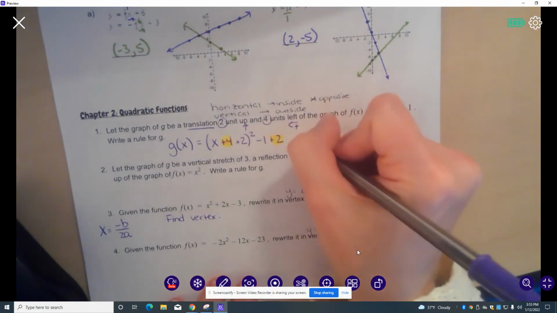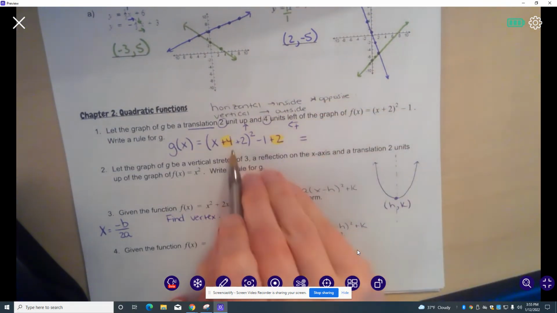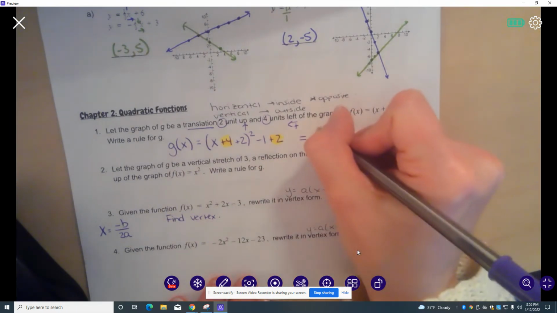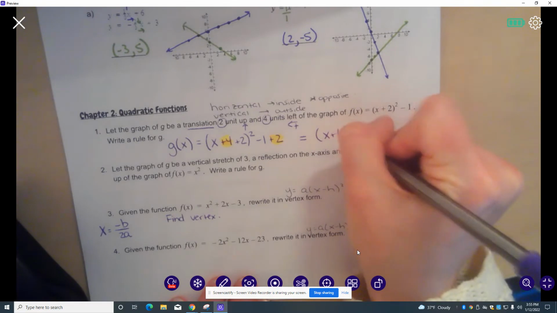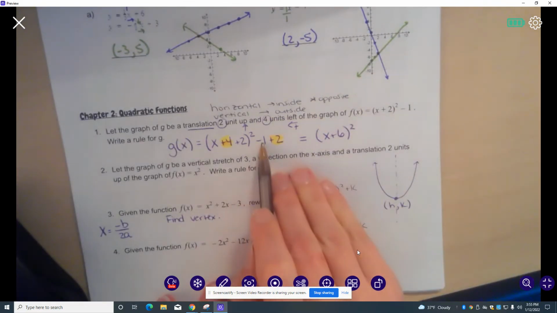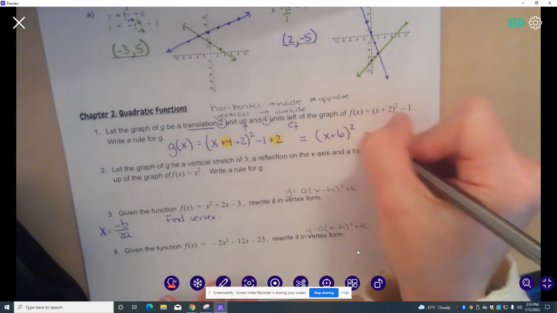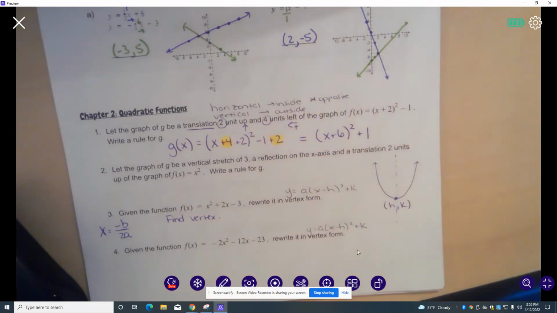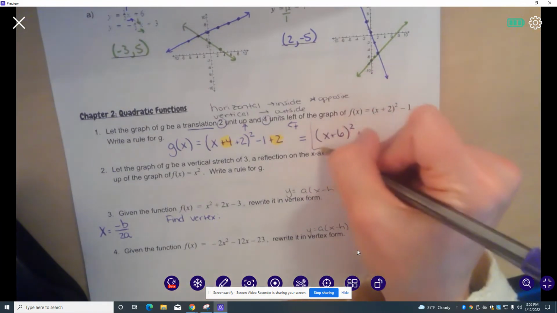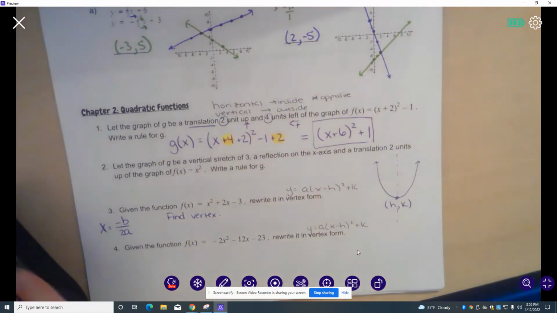Now I'm just going to simplify this. Okay? So on the inside of my parentheses, 4 and 2 add up to 6. So I'll have x plus 6 squared, and then negative 1 plus 2 simplifies to positive 1. So that is my function there.